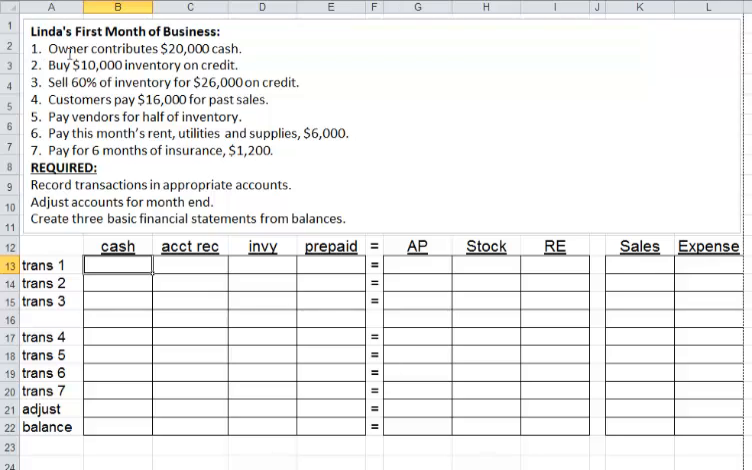All right, let's start. Owners contribute $20,000 cash. Okay, so that's an increase in cash and an increase in owner's contribution. So that would be a debit to cash and a credit to stock.